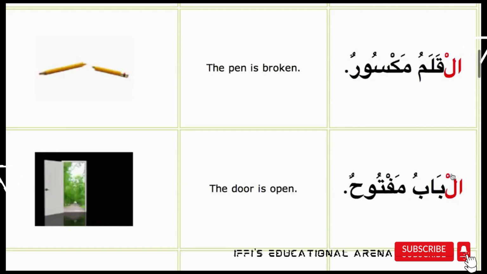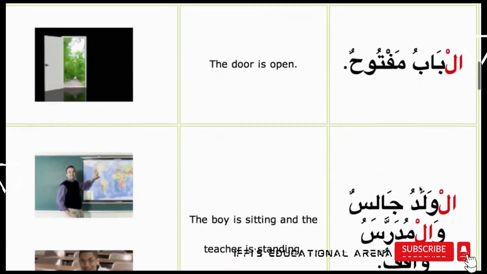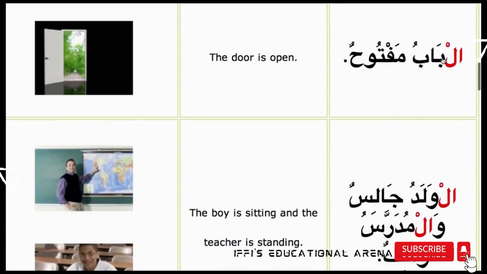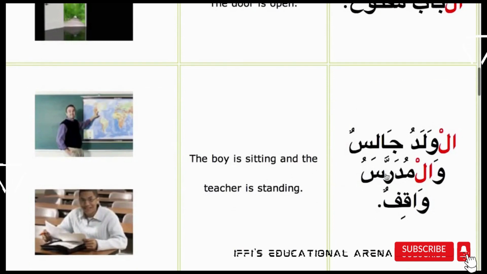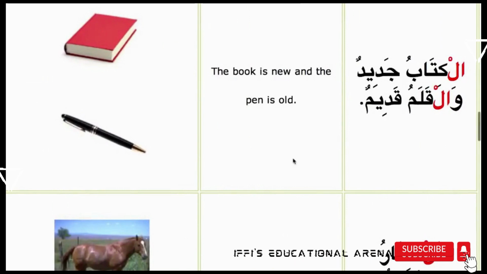So this is what to notice again, that mubtada is marfu, and when the khabar is a single word, it is indefinite and it is marfu. Al-waladu jalisun, and wal-mudarrisu waqifun, the boy is sitting and the teacher is standing. Let's do some more sentences, inshallah, to give you more practice.